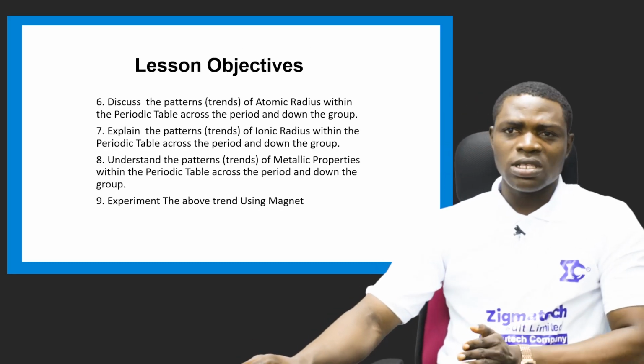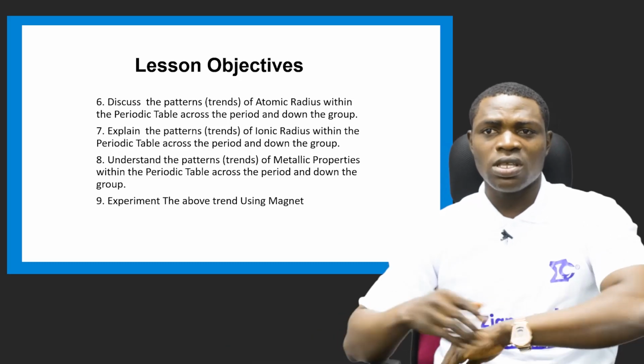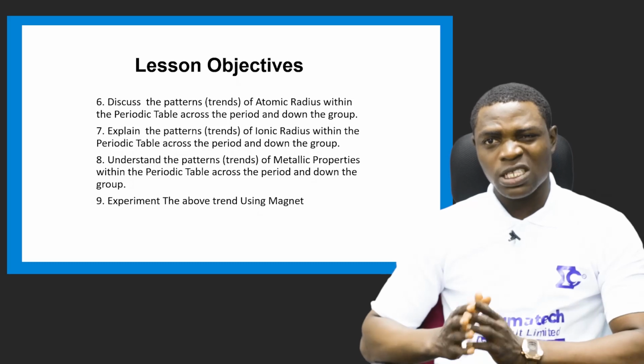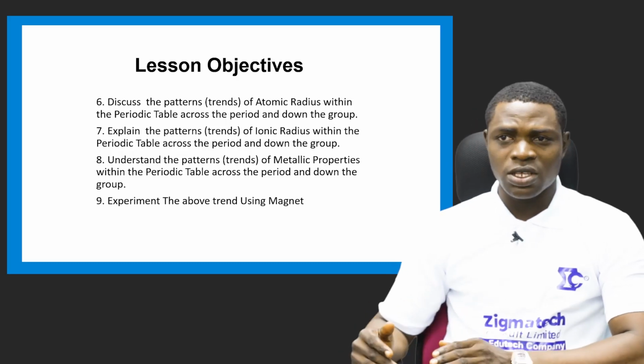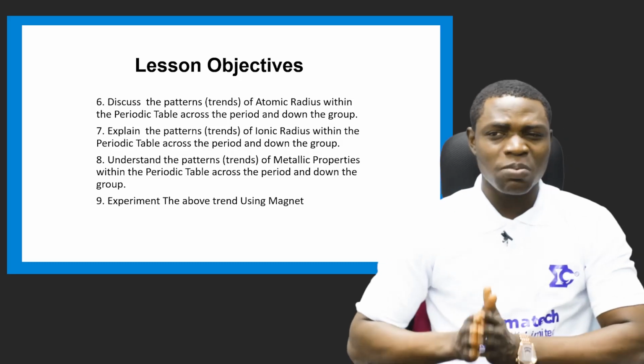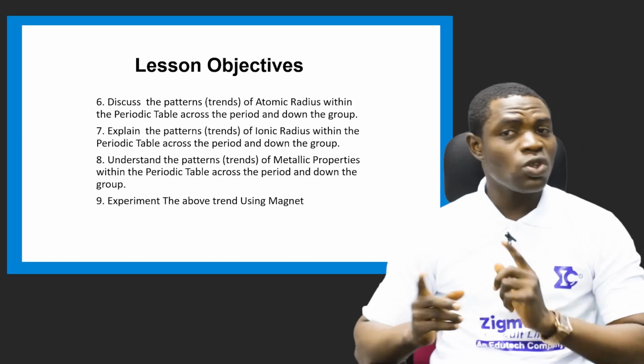So before the end of this lesson, you should be able to discuss the atomic radius within the periodic table across the period and down the group. And you're going to explain the trend of ionic radius. There's a difference between atomic radius and ionic radius. I'm going to explain extensively as we go on in the lesson. So don't mix the two up.